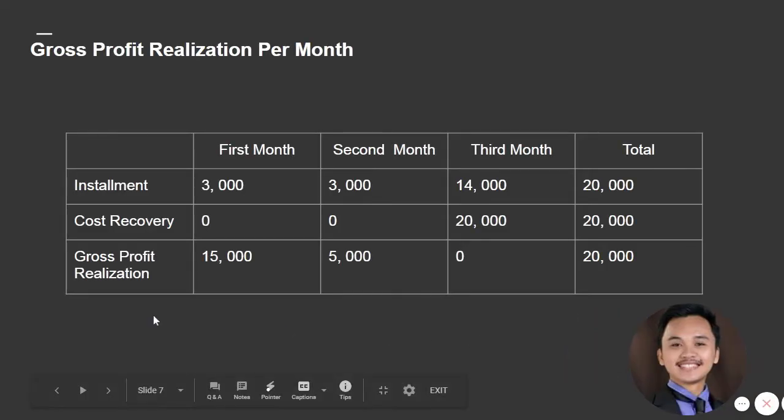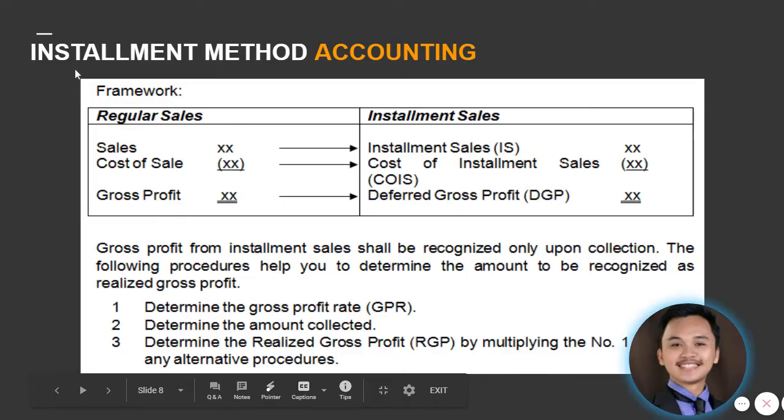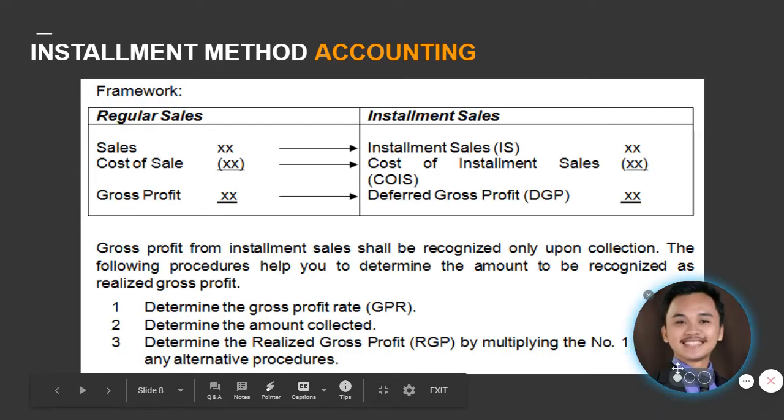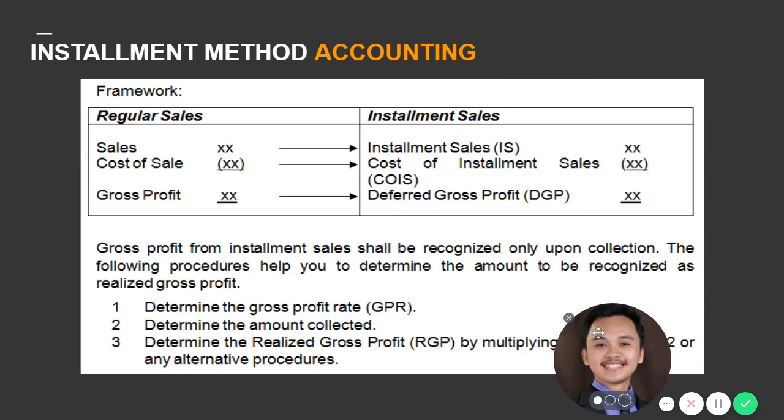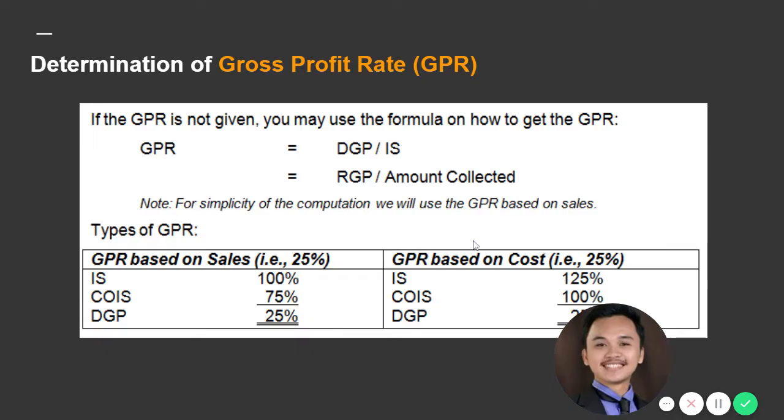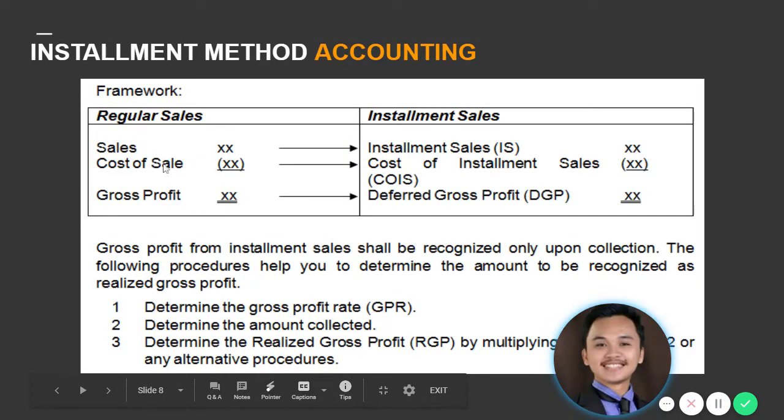Okay, so let's continue. We have here installment accounting. Under installment sales, let's try to compare it with our regular sales. In our regular sales, we recognize sales and at the same time cost of sales with our gross profit at the point of sale. But again, under installment sales, your gross profit will be deferred first. We will only recognize gross profit once there is cash collection.